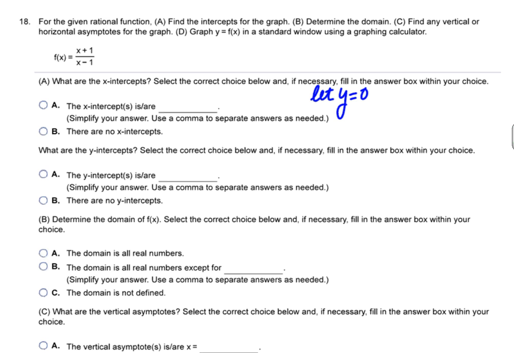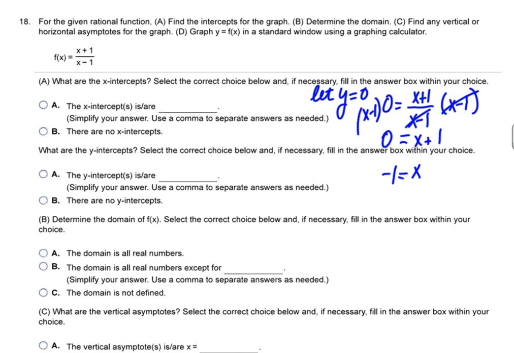And if we put a 0, we would have 0 is equal to x plus 1 over x minus 1. Now this is something you may not have thought about. If I want to get rid of that denominator, I multiply by x minus 1 on both sides just to eliminate that. We still get 0. So x is going to be a negative 1. So we have a negative 1 here.